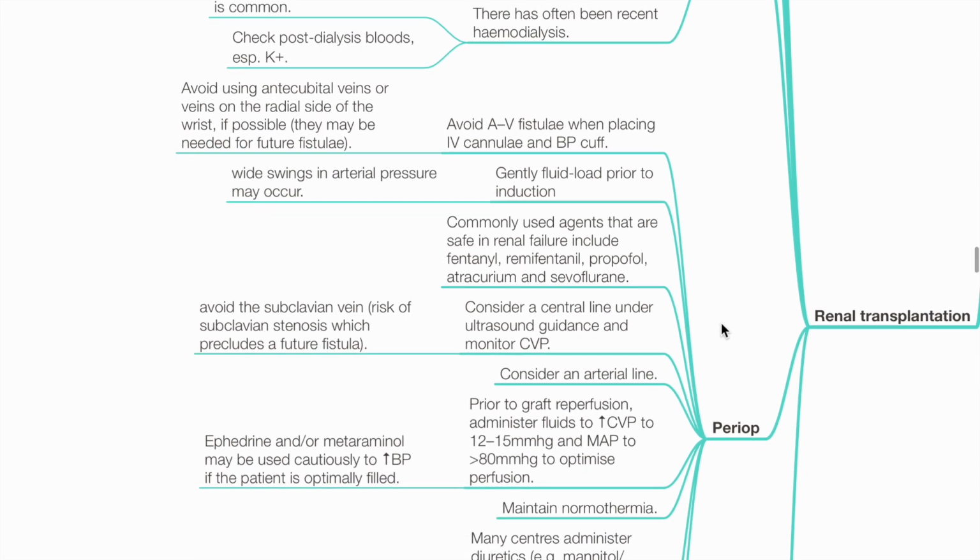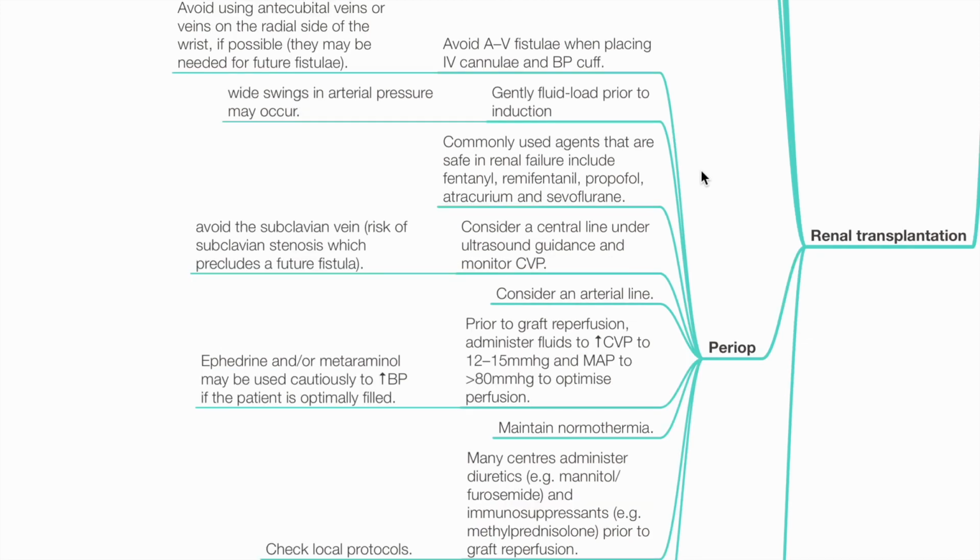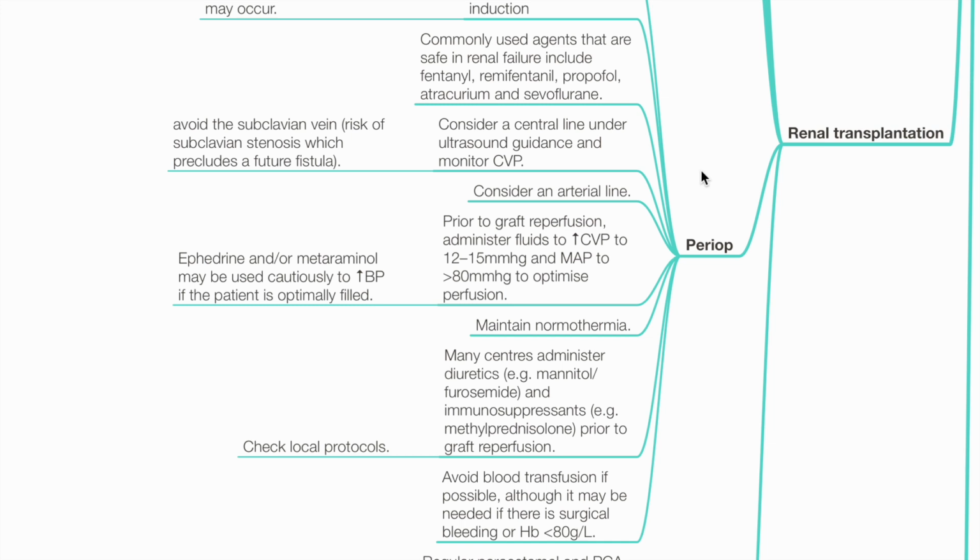Perioperative. Avoid damaging AV fistula. Gentle fluid load prior to induction. Wide swings of arterial pressure may occur. Commonly used agents that are safe in renal failure include fentanyl, remifentanil, propofol, atracurium, and sevoflurane. Consider CVL under ultrasound guidance to monitor CVP. Avoid subclavian vein. Consider arterial line.